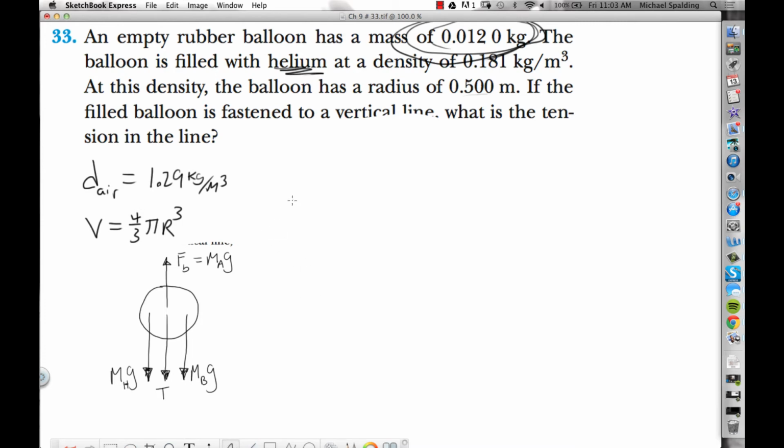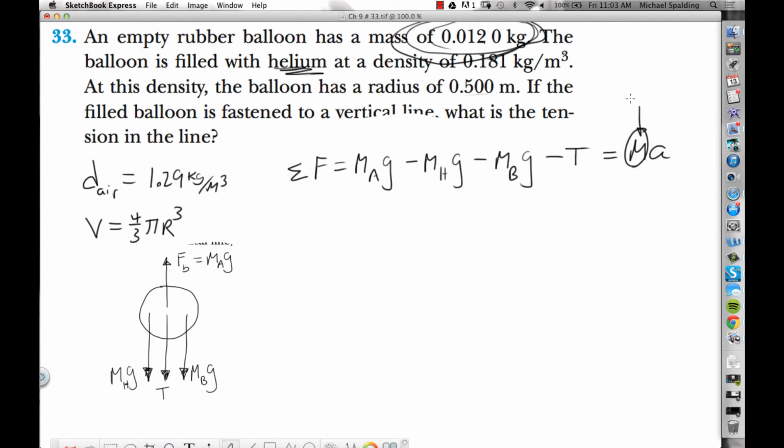Okay, so now summing the forces, here's what we get. We have mass of air times gravity up, that's the buoyant force, minus mass of helium times gravity, minus mass of the balloon times gravity, minus tension, and all of this is equal to ma. What would that mass be? That's the total mass of the whole balloon, balloon plus the helium. But is the balloon accelerating? No, because it's attached to a rope and it's not moving. So the acceleration is 0.